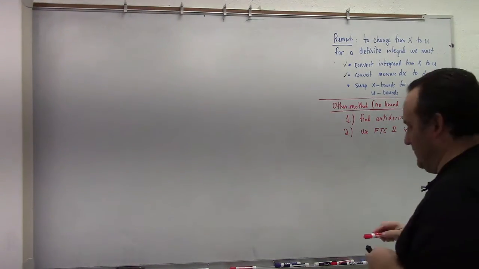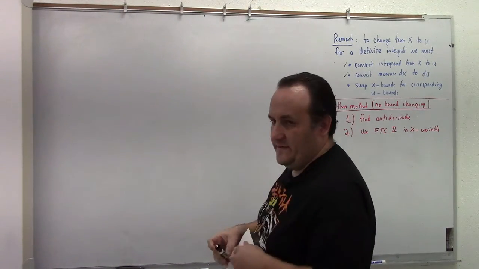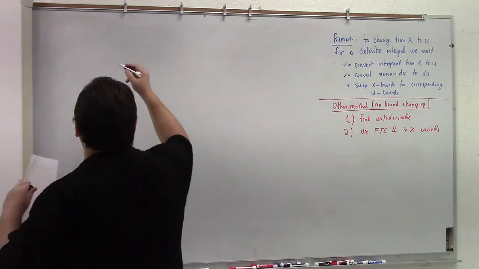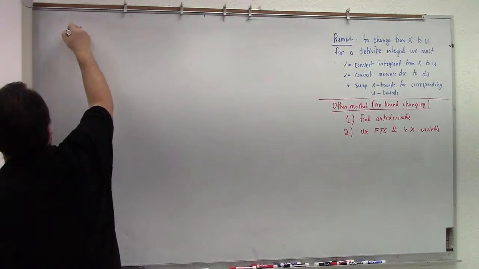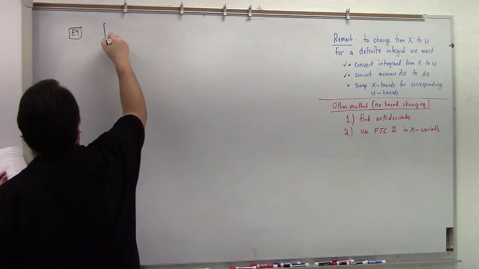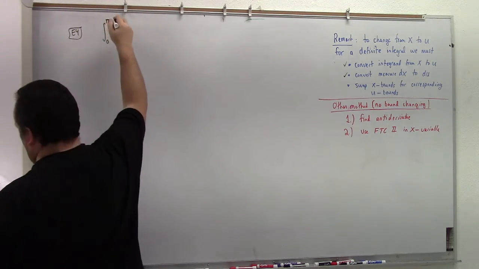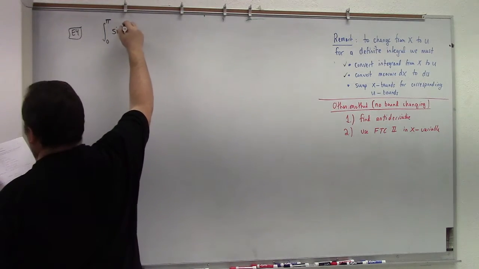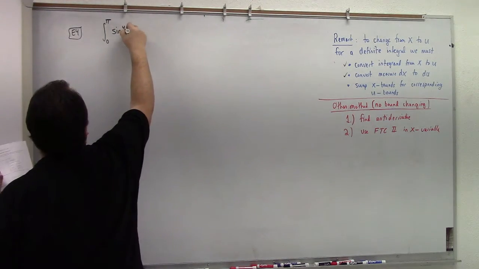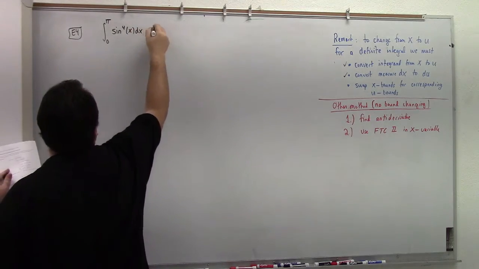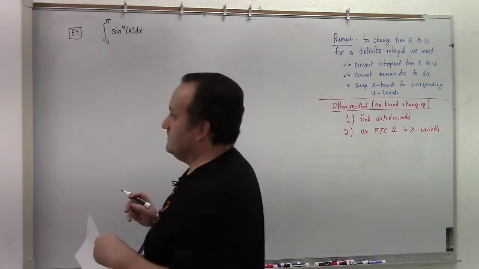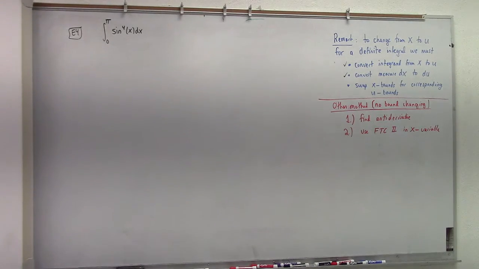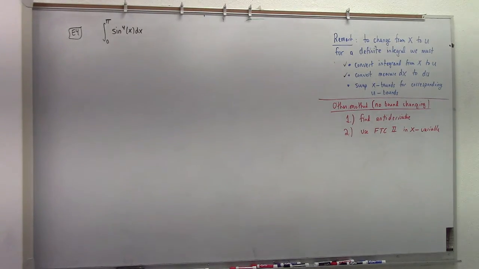Let me show you how this works on an example that I think warrants this technique. So example 4, you might be asked to integrate from 0 to pi, let's say, sine to the 4th of x dx. So how do you integrate sine to the 4th of x?